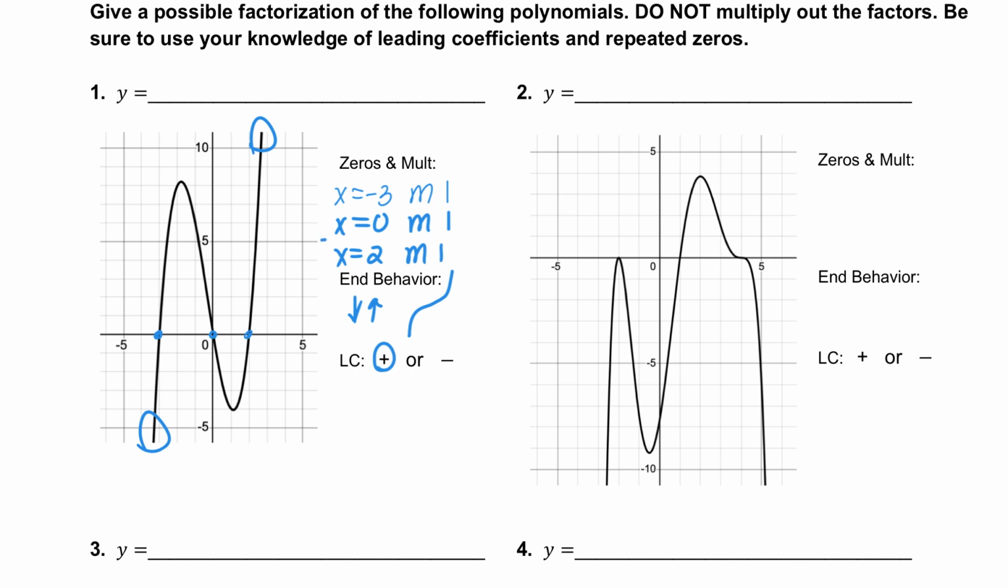Anytime you have a 0, I would put that one first because that's just an x, it's not in a parentheses or anything. So it's best to put that in the front. So I have positive x since my leading coefficient's positive. And then my next one at -3, okay, it's to the first power. So that would be x plus 3. And then at 2, that would be x minus 2. Its multiplicity is 1, so it's to the first power. So it's x times x plus 3 times x minus 2.